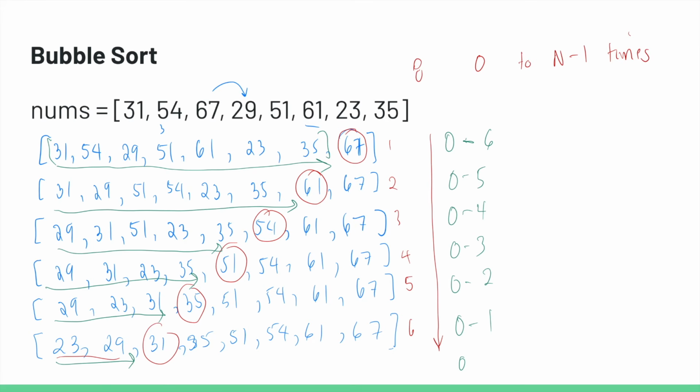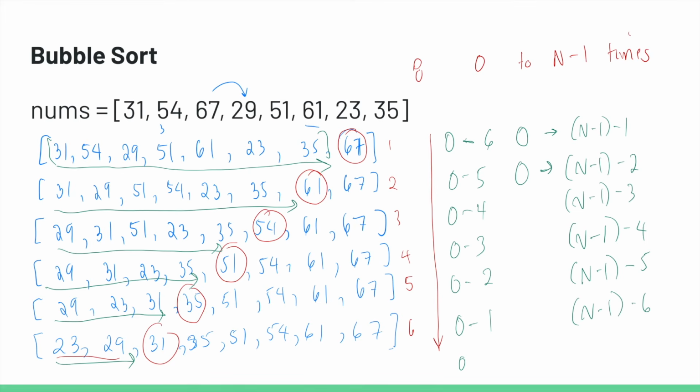And if we turn this into a formula, we can say that we're going to go from 0 to n minus 1, minus 1, right? And then 0 to n minus 1, minus 2. And then n minus 1, minus 3, n minus 1, minus 4, n minus 1, minus 5, n minus 1, minus 6. And there's no point in getting to 0, so we're basically going to do this, right?